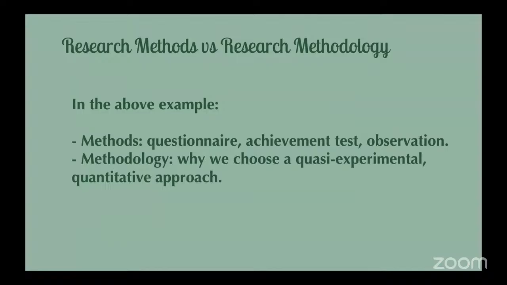So in the above example of peer tutoring, what can be the methods? Questionnaire, achievement test, observation. This is for quantitative. Observation can be qualitative too. If you're using observation, you can have a class observation too, right? Not just interviews. Interviewing teachers, interviewing students. FGDs means focus group discussion.